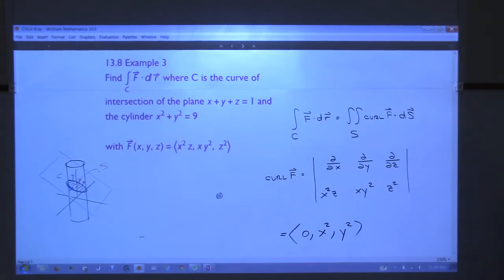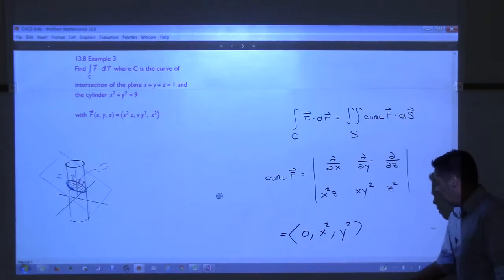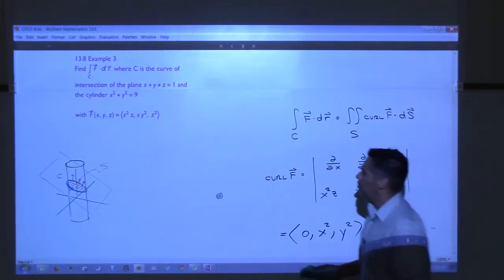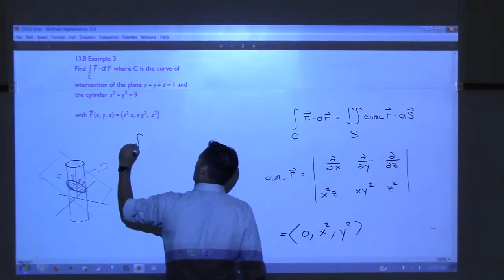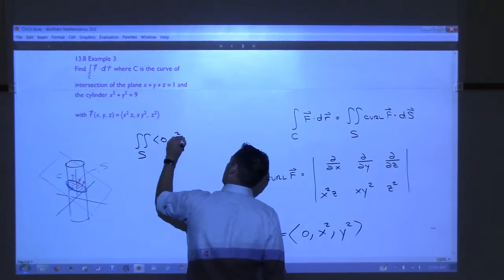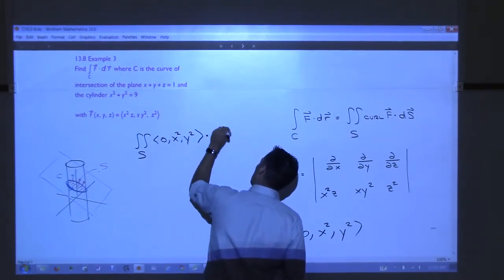Okay, so that is our curl. Make that a little smaller. All right, so I'm going to now write this down. I'm going to replace the curl with that vector, and then we'll see what we do from there. So double integral over S of the vector 0, x squared, y squared dotted with dS.